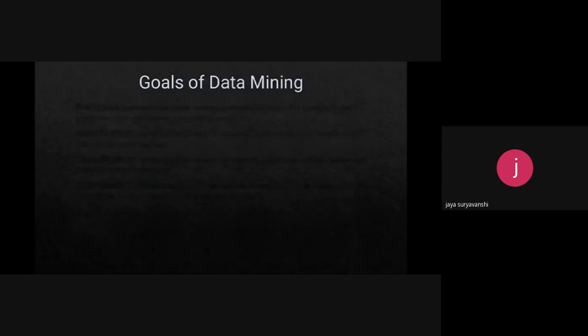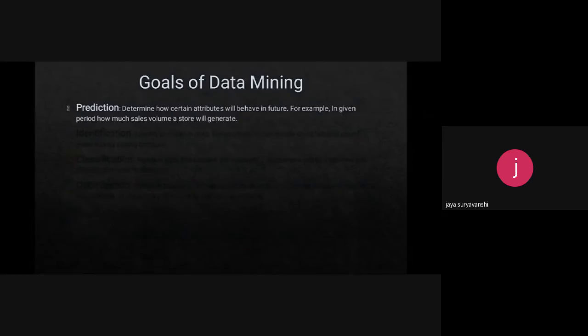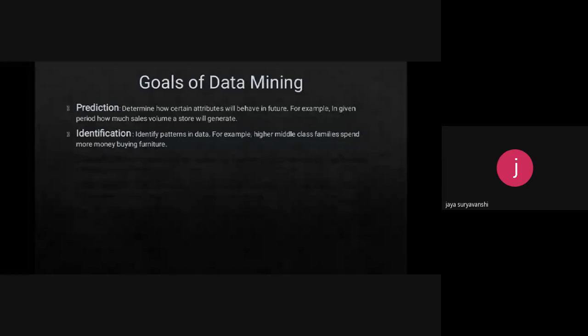So what are the goals of data mining? First is prediction. Determine how certain attributes will behave in the future. For example, in a given period, how much sales volume a store will generate. Next is identification. Identify a pattern in data. For example, higher middle class families spend more money buying furniture.